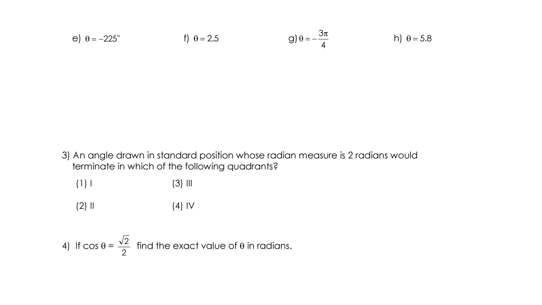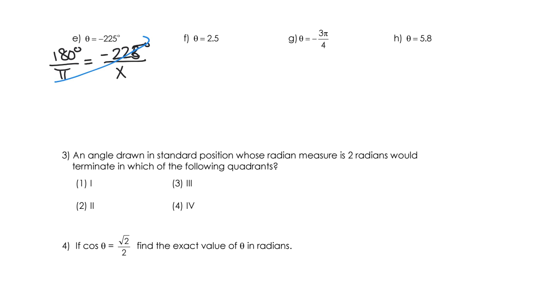All right, here we go, guys. We have a few more to convert. And so you can see part E, we have a degree symbol, and they want to go ahead and figure out how many radians that is. So it's 180 degrees over pi radians is equal to negative 225 degrees over x radians.